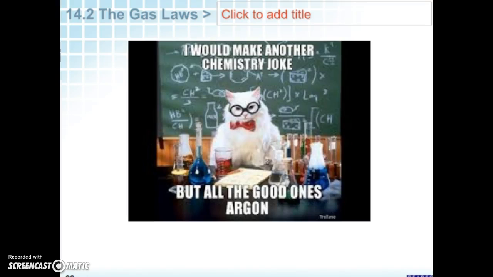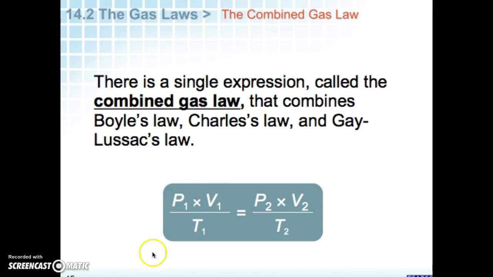So these are the second part of the notes for section 14.2 on gas laws, and this part of the notes is just on the combined gas law. This is the combined gas law right here, where we have pressure, volume, and temperature, and combined as in we're combining Boyle's, Charles's, and Gay-Lussac's law all into one.